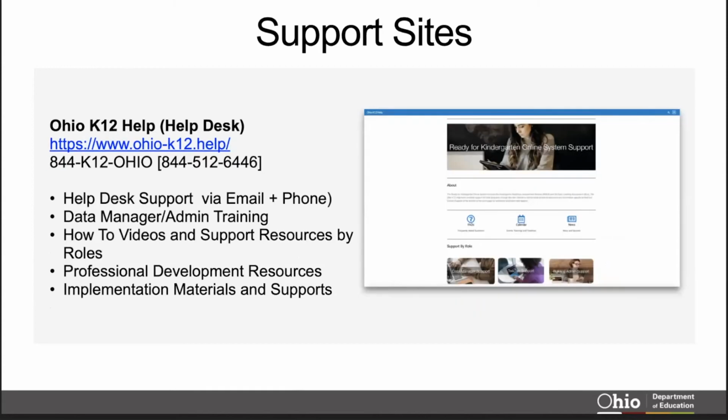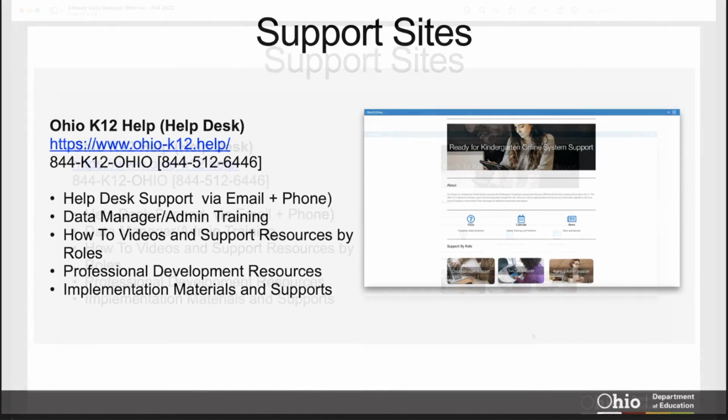As it relates to technical information, that's where the help desk comes into play. We are available for both direct information given to you if you reach out to us via the phone. Our numbers are listed on the screen at 844-K12 Ohio or 844-512-6446. You can also reach us online if you go to our website, and I'll show you that very quickly here. If you go to our website and click the request for support link, it will provide you with an opportunity to gain access to our team that's available to help you.